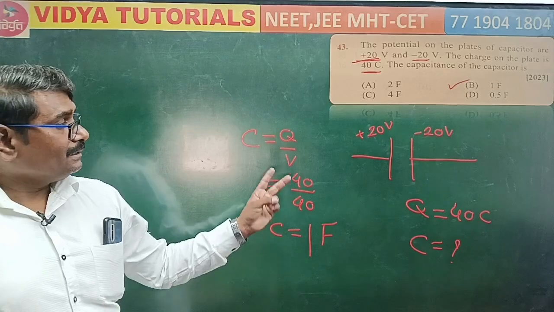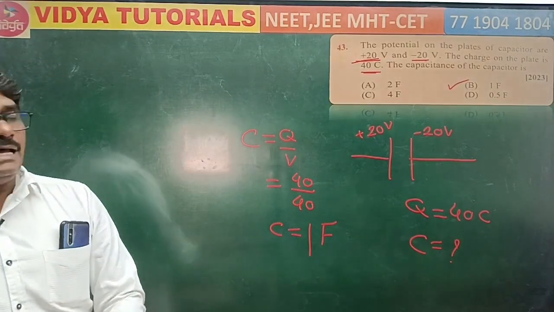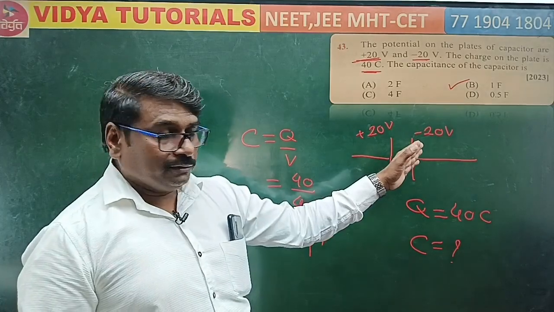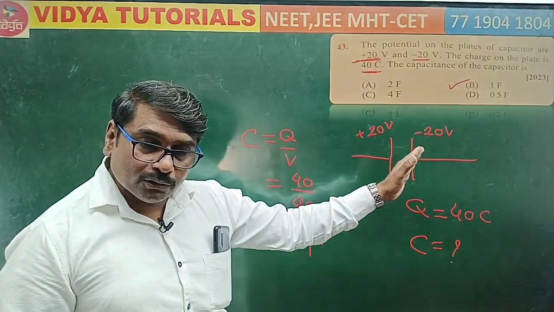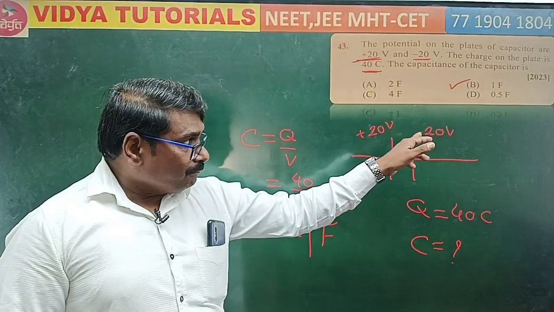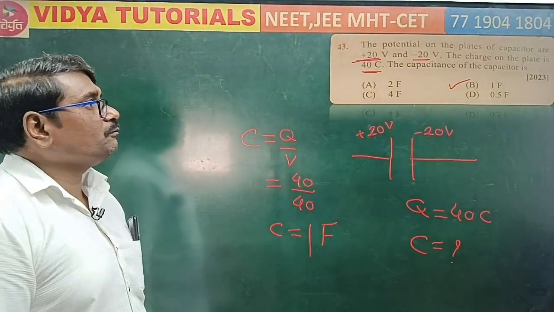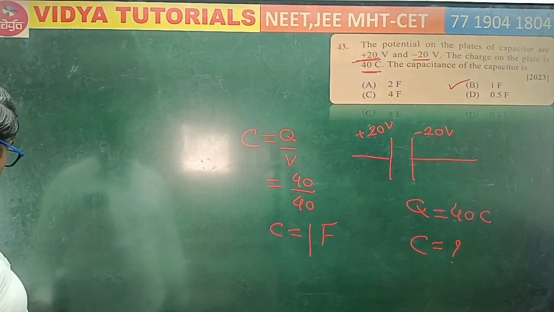What about the V? In this formula, V is a potential difference, and here we have potentials. Therefore we take a subtraction of these two, meaning a difference. 20 minus 20 minus becomes plus, that is 40, and therefore the correct answer is 1. Okay, 1 farad.